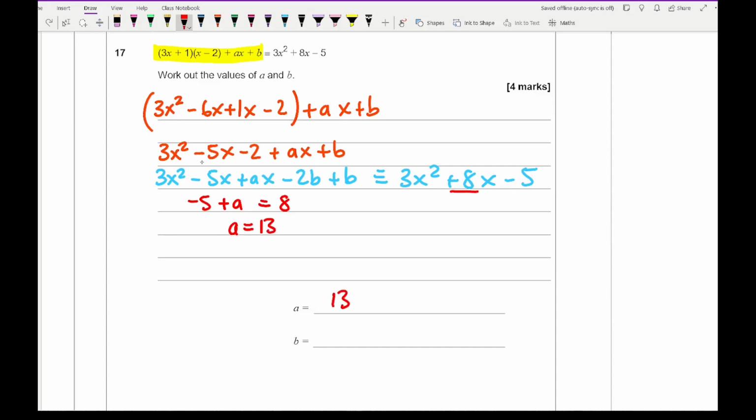Then looking at the b, so looking at this, that minus 2 plus b must equal minus 5. So minus 2 plus b equals minus 5. So b equals minus 3, and there are my coefficients completed.